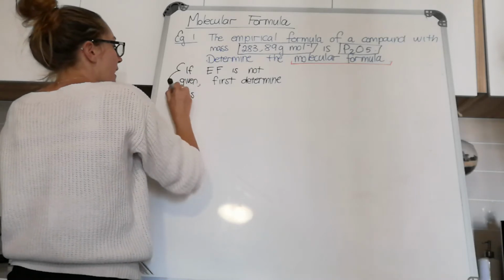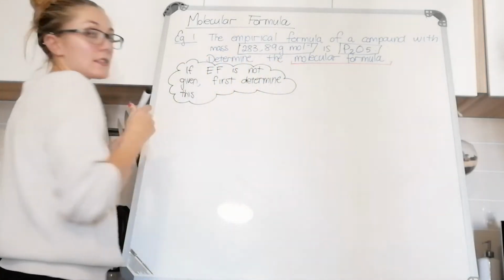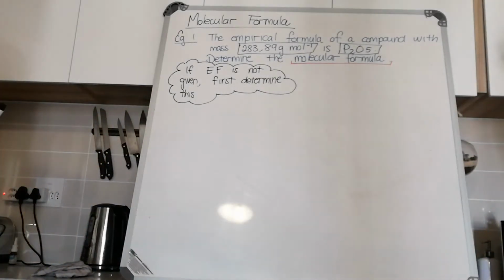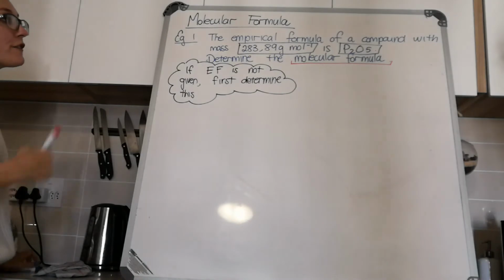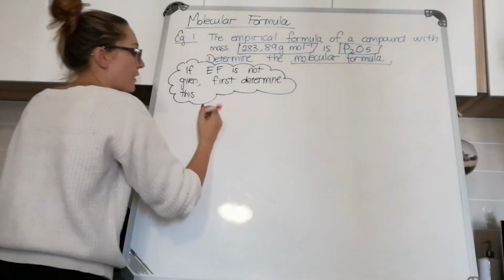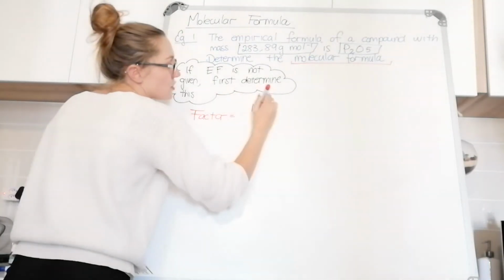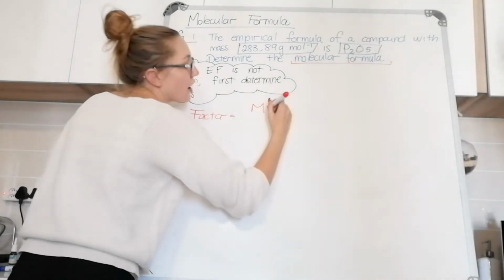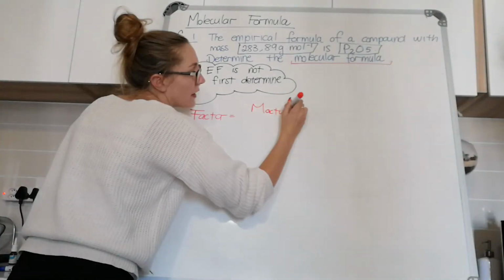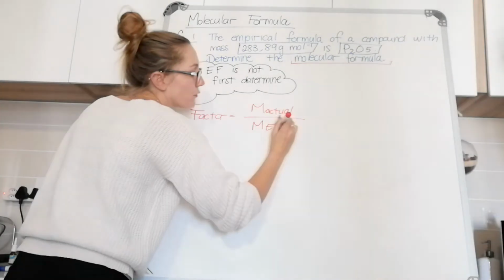Luckily, here they have actually given it to us, so we do not have to determine it ourselves. Okay, so we can go straight into answering the question. Now, in order to determine the factor by which we need to multiply these, remember our factor is equal to the molar mass of the actual compound divided by the molar mass of your empirical formula.